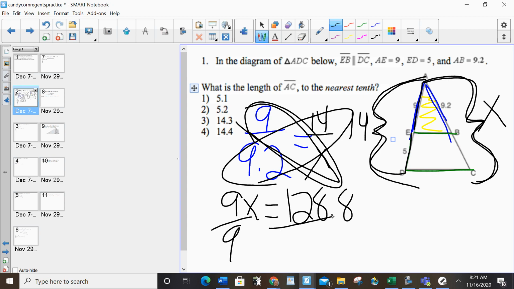Divide both sides by 9. X equals 14.3 to the nearest tenth. Choice 3 is your answer. So if the bases are not involved, put your top over your top, your side over your side, or your bottom over your bottom, depending on what information is given, and expect to have to add or subtract pieces.